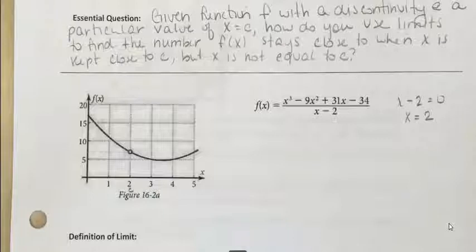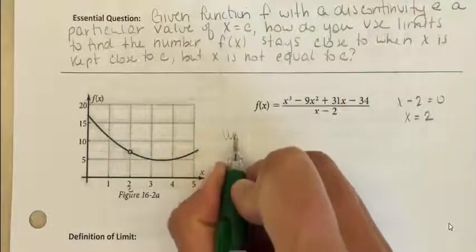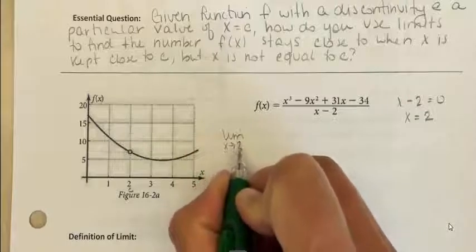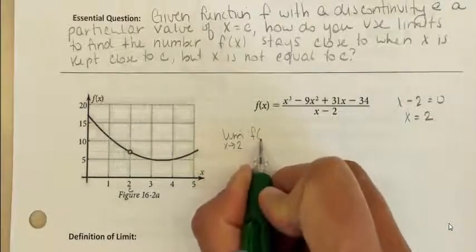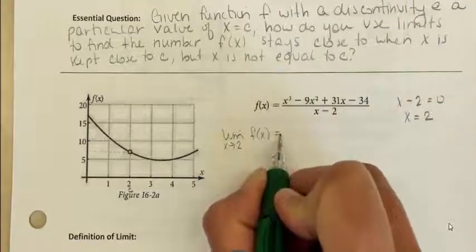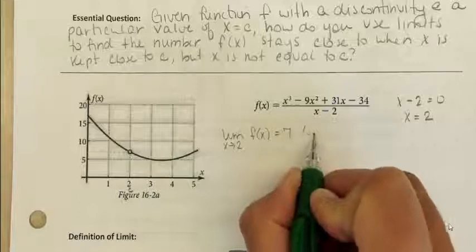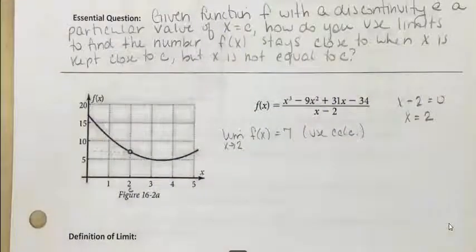So there I just used my calculator, but I could write something like the limit as x approaches 2 of this thing. How about I just call it f of x for right now? I'll come back and do a little bit more math with it. Is going to equal 7. And for that one, I used my calculator, which sometimes you'll want to use. Other times you won't be allowed your calculator, so you're going to have to figure that out.